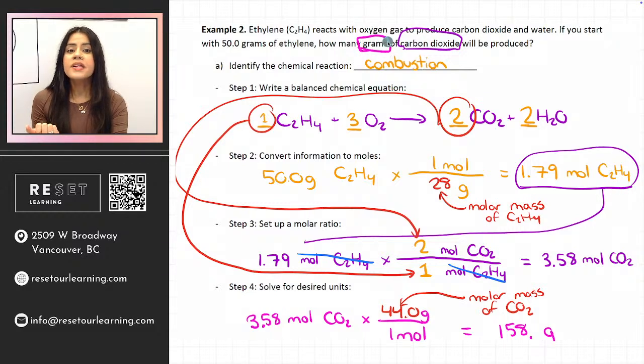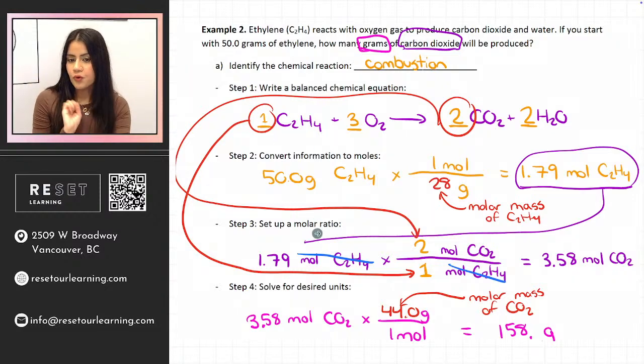So how many grams of CO2 produced? To find that, you will have to do your mole ratio. Once I got my moles of C2H4, now I have this. Because they didn't directly give it to us, we had to find the moles first. Now we do the mole ratio.